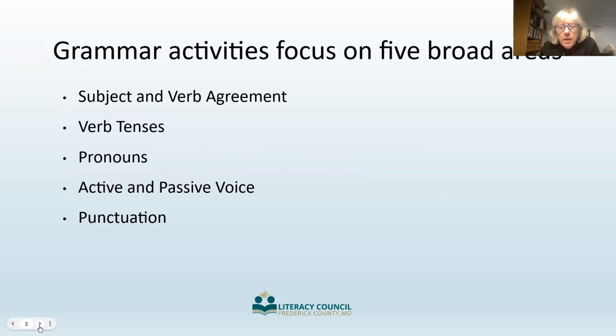Okay. So the grammar activities focus in 5 broad areas. If your student says they lives on the block, or if you hear the girl picked up his book, or I don't have no money today, then your student is struggling with basic grammar. And these are the categories that we're dealing with: subject and verb agreement, verb tenses, pronouns, active and passive voice, and punctuation.